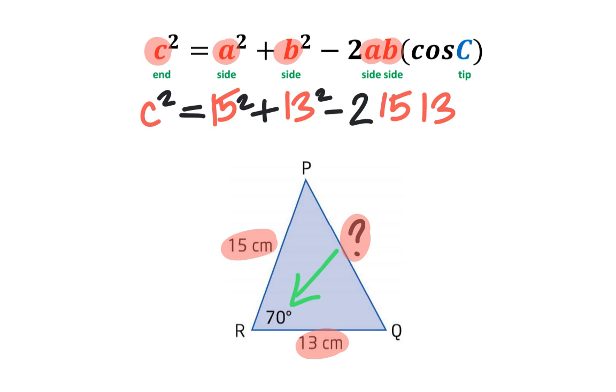And last, I'm going to replace uppercase C with the angle 70 degrees. The bracket's going to stay the same as well as the cos, and I'm going to replace uppercase C with 70 degrees.